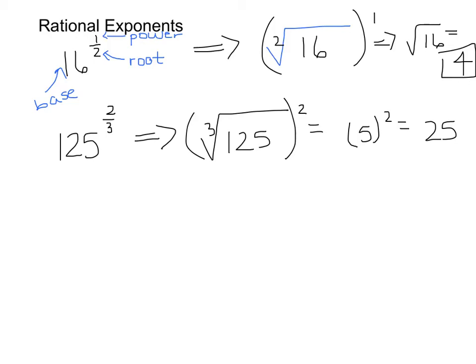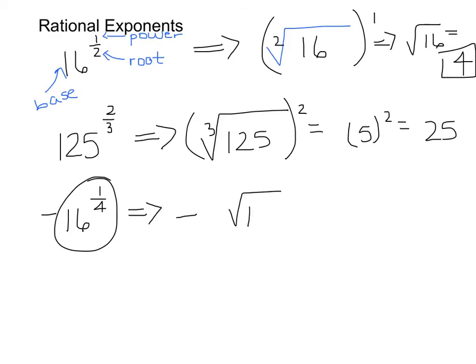Now, if you had something like this, you have to be careful because remember you do this part first. So I'm going to, 4 is my root, and I'm going to raise all of that to the first power. Then I'm going to make it negative. So that'll be the 4th root of 16, which is 2. Raised to the first power is still 2. Then I'm going to make it negative, so the answer is negative 2.